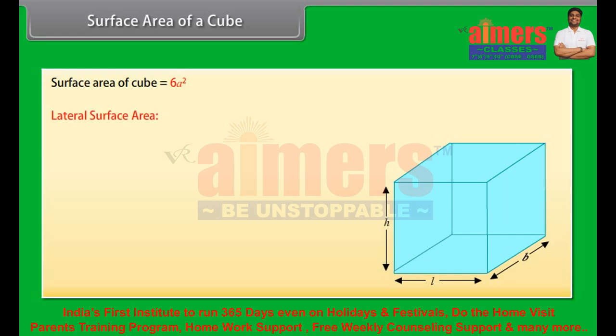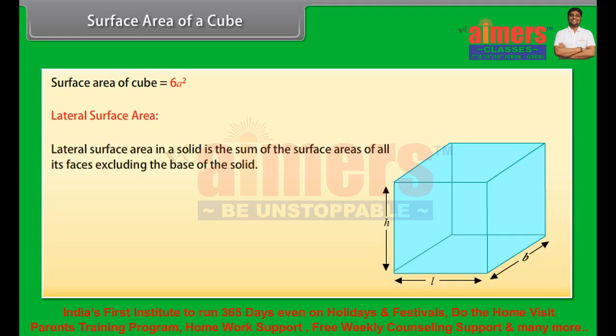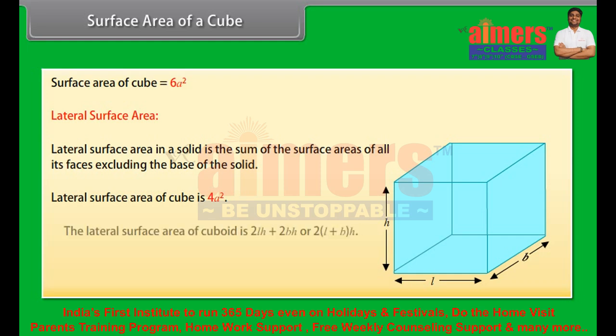Lateral surface area. Lateral surface area in a solid is the sum of the surface areas of all its faces excluding the base of the solid. Lateral surface area of a cube is 4A². And the lateral surface area of a cuboid is 2LH + 2BH, or 2(L + B) × H.